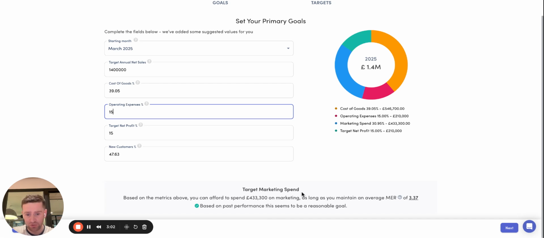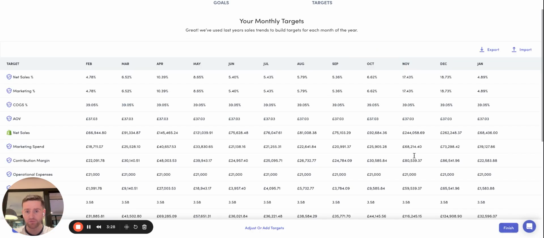What's going to happen when I do that is it's going to drop the amount I can afford to spend on marketing, because we're hitting the same revenue and the same profit figure, and therefore I'm going to need to be much more efficient on this figure right here. So let's go ahead and do that. It's dropped my spend from 430K down to 391K, and it's increased my efficiency target from about 3.3 up to about 3.62. Let's say we settle on this. These are our targets for the year.